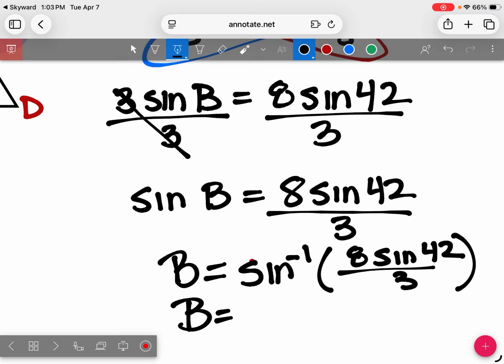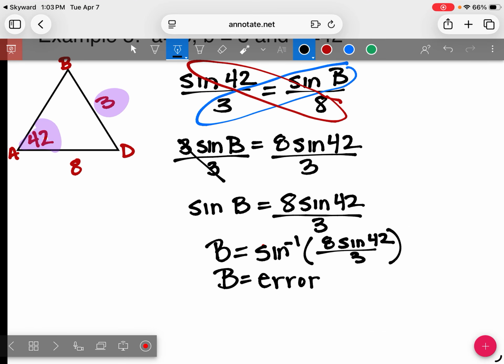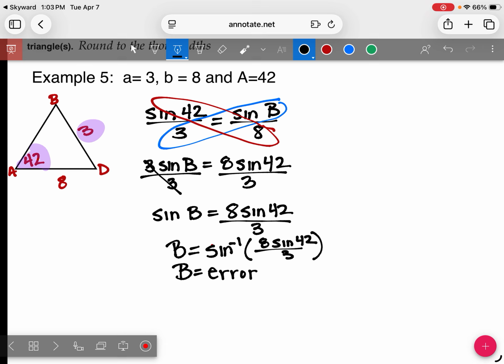So what does your calculator say? Domain error? You got an error? So what does that mean? Yeah, so that means that we have no triangle. So what that's saying is it is impossible to create a triangle that has a 42-degree angle and 2 sides that measure 8 and 3. It is not possible. So we have no triangle. Questions? So no triangle is the easy one, right? Because you get an error and you can stop there.